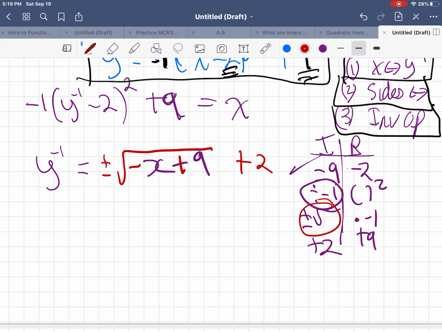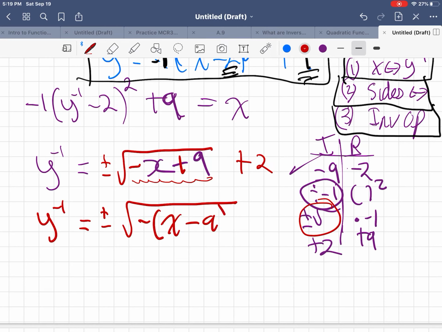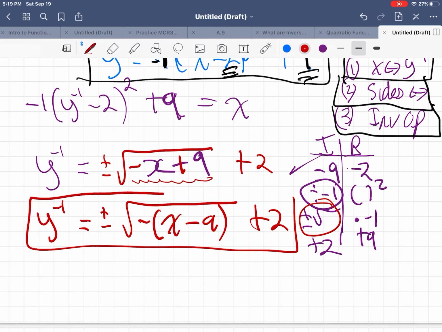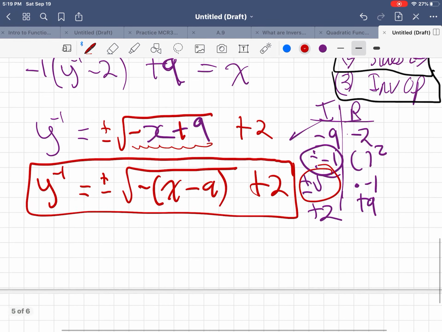Now, there's one thing on here that I noticed that I should represent a different way. If there's a negative out front of that x, I should always factor out the negatives. So y to the negative 1 equals plus and minus square root of negative bracket x minus 9, plus 2. And that, folks, is the algebraic inverse function.